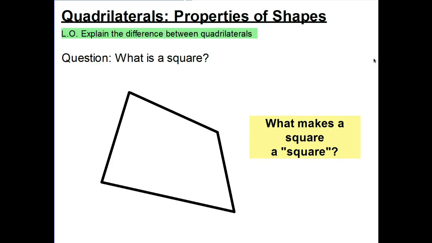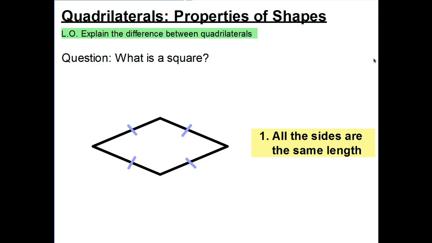So what makes a square a square? What makes it unique? One of our first properties, apart from having four sides, is that we know that all the sides are the same length. But that alone doesn't give us a square. What shape is this one? It has four sides, and all the sides are the same length.